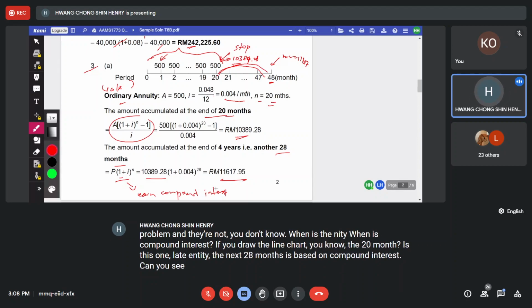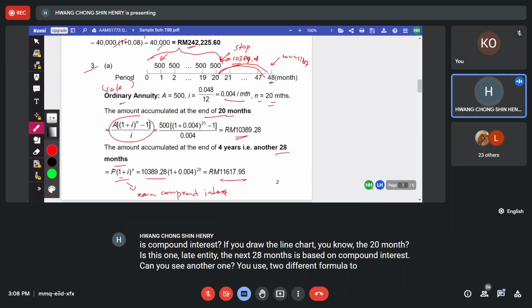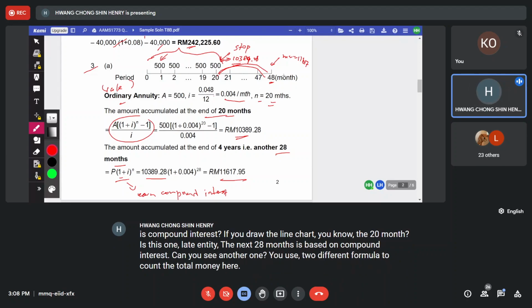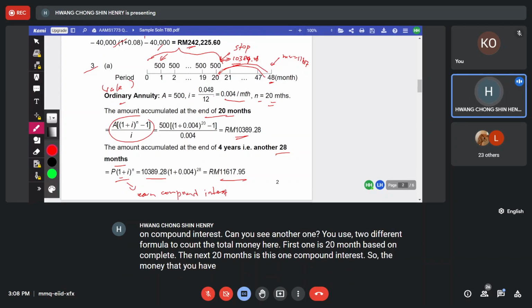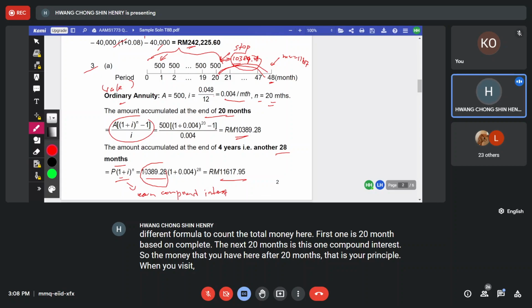You use two different formulas to count the total money here. First one is 20 months based on late annuities. The next 28 months is based on compound interest. So the money that you have here after 20 months, that is your principal, where you use it to compound 28 months. Anyone need me to repeat?